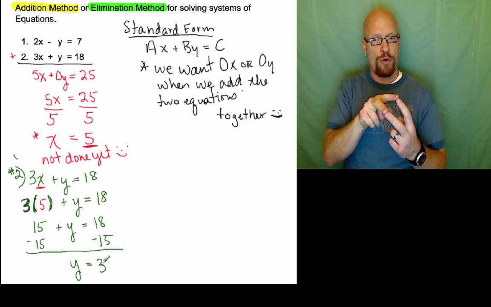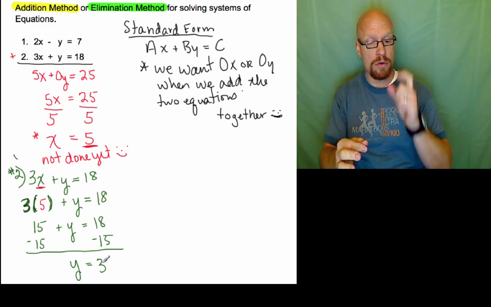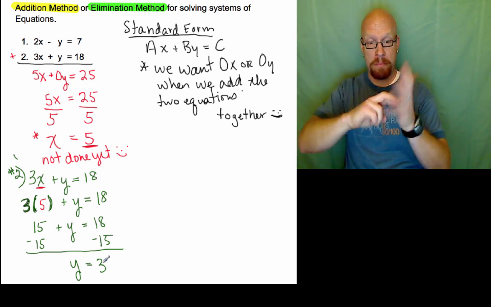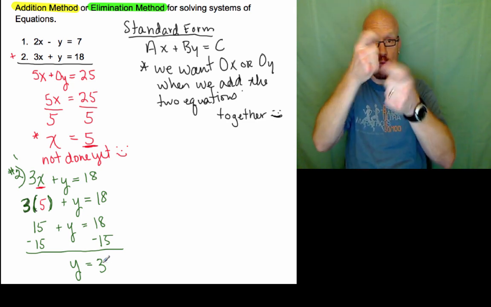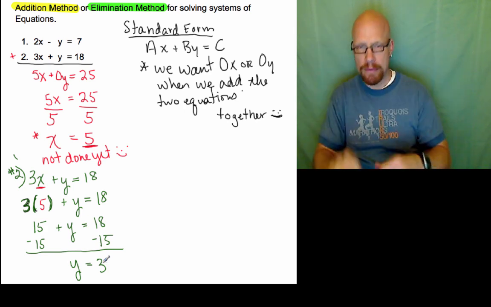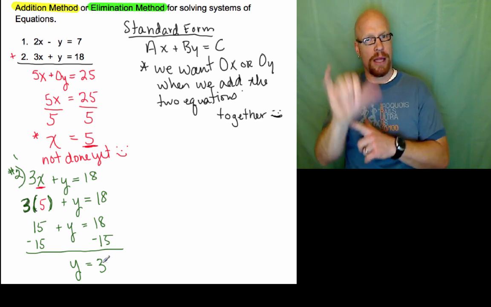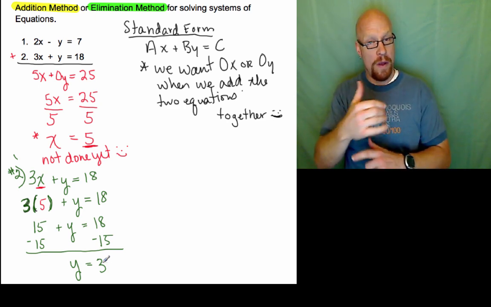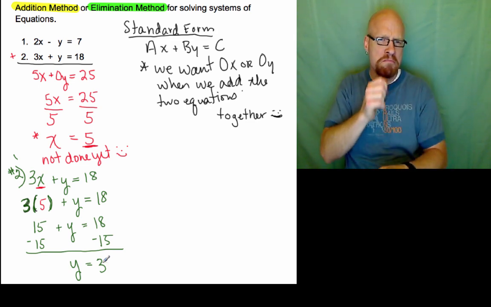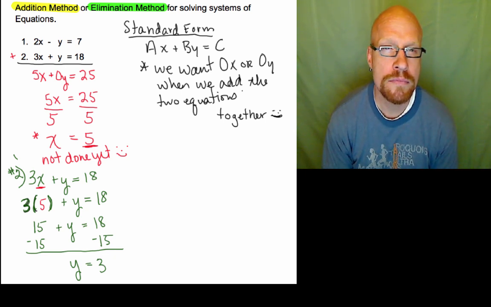Okay, now we have both values, the x value and the y value. And that x equals 5 and y equals 3 will work in both equations. If we replaced x and y, the values in both equations, we would get two true statements, 7 equals 7 and 18 equals 18. And now we need to check these two answers. I believe I'm right, the pair being 5 comma 3, but I'm not sure.